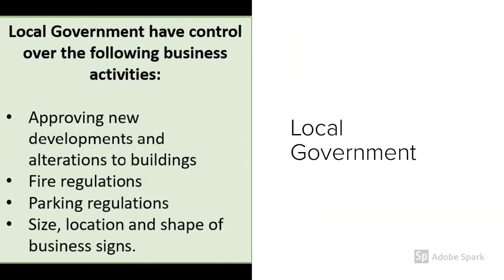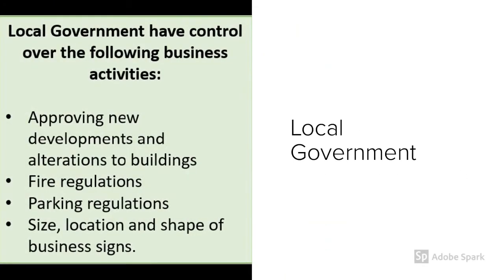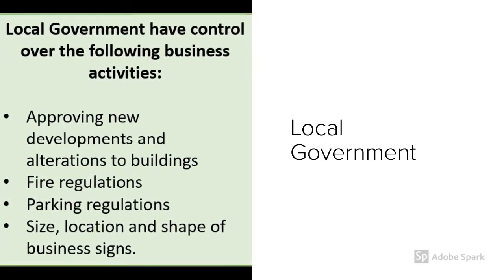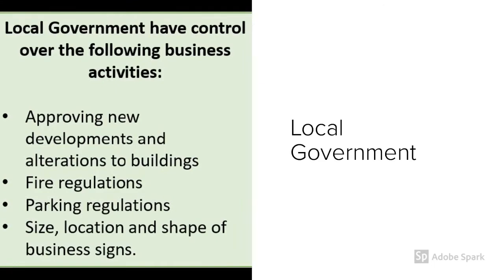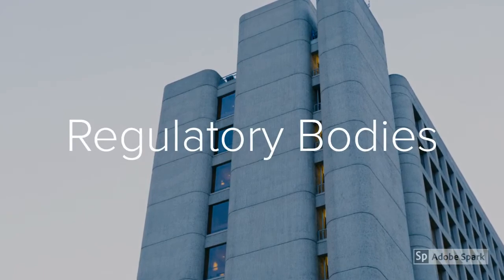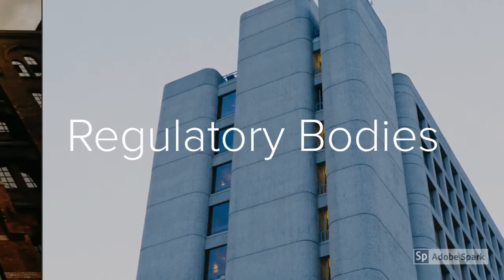And the local government has control over the following business activities, such as approving new developments and alterations to existing buildings, ensuring that businesses abide by fire and parking regulations, and that size, location, and shape of business signs are also adhered to. The second institutional influence we'll look at are regulatory bodies.